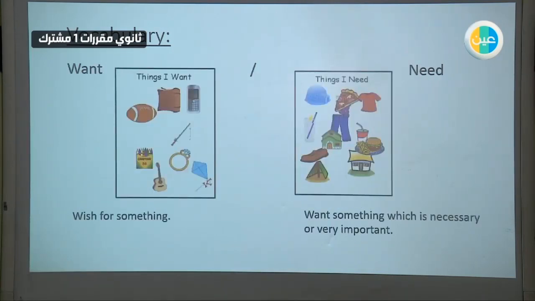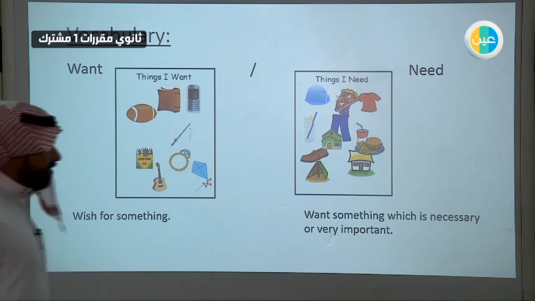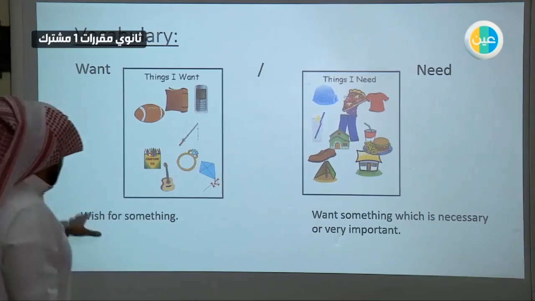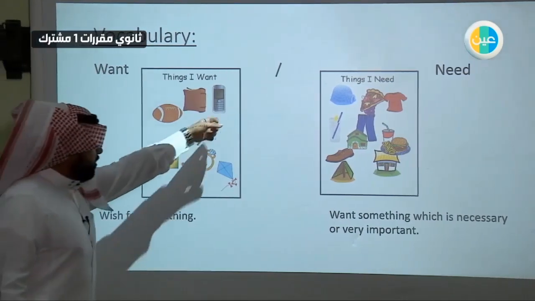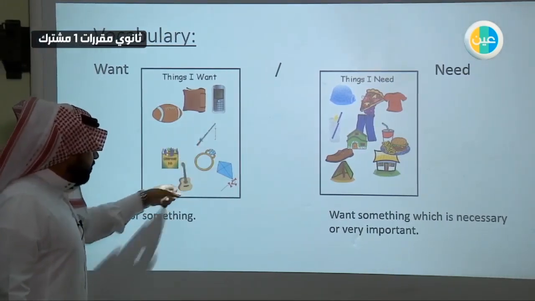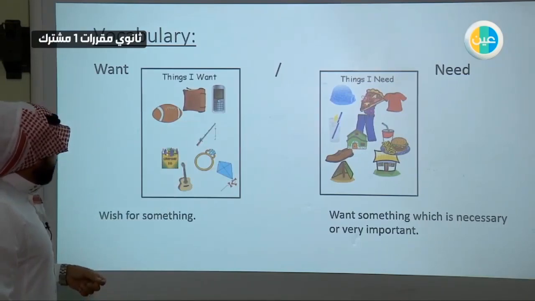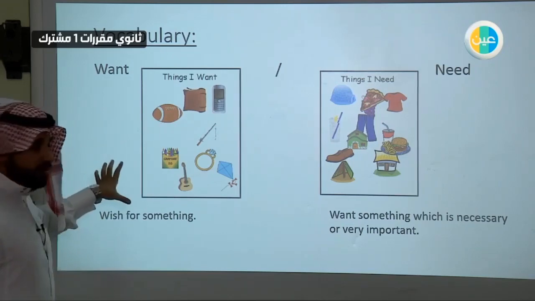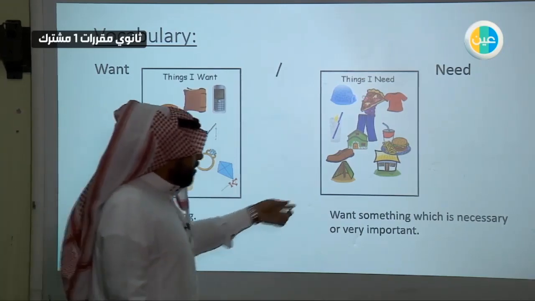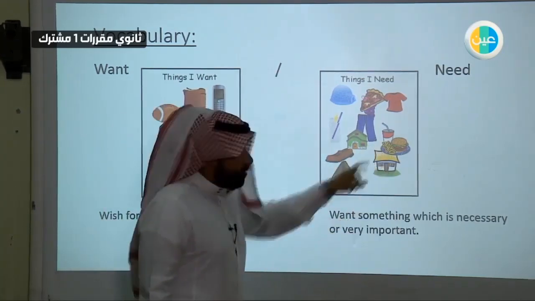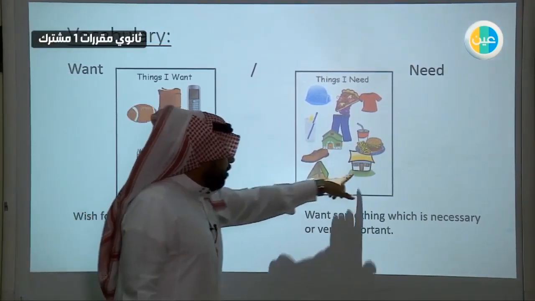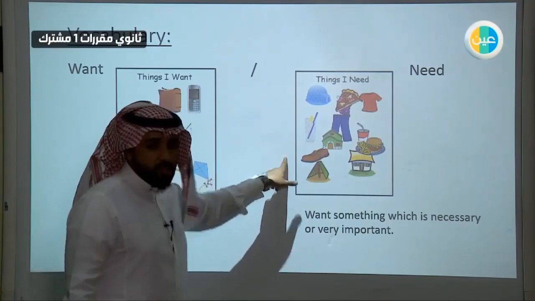Want and need. Want is to wish for something, when you wish something. But need, something which is necessary. That's very important. For example, here, you want a cell phone, you want to play music, you want to read a book. All of these, you wish to do these things. But when you need, like for food, we need food. We have to eat. You need a home, a house, you need shoes, and etc.